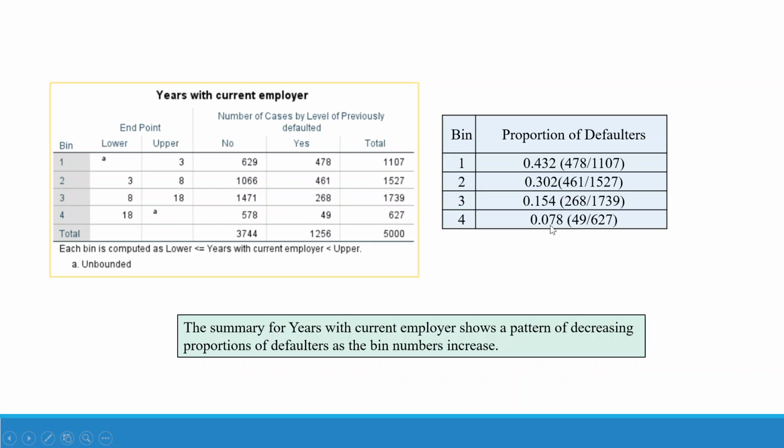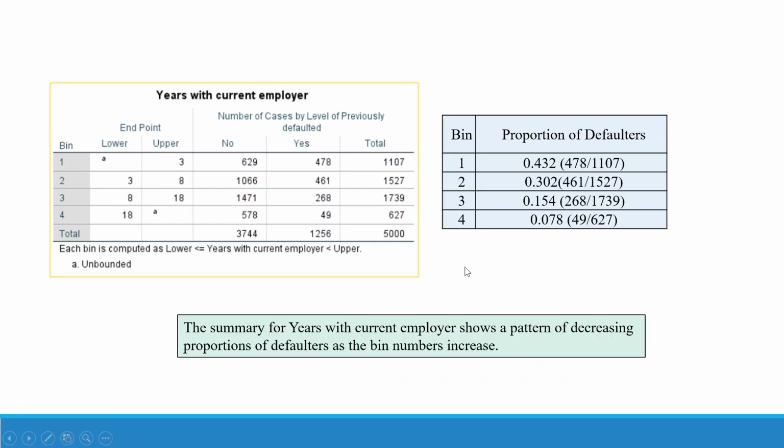So there is some observation. As the years with current employer increases, the likelihood of defaulting decreases. So the summary for years with current employer shows a pattern of decreasing proportion of defaulters as the bin number increases. This is the bin number. So this is a good sign.